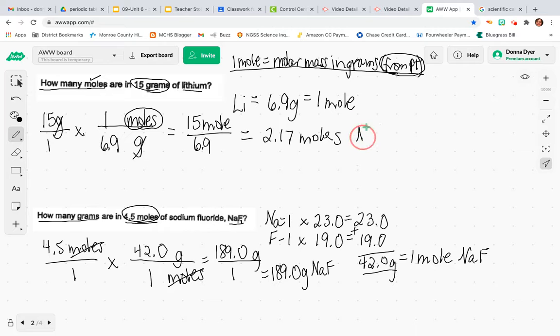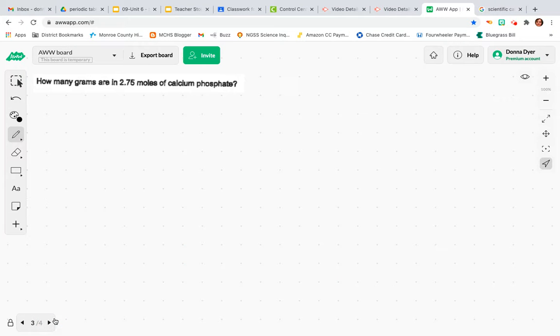So you guys, when you have grams, it also is a good idea. This will be important for us starting Thursday. When we're looking at grams, it's also probably important to put the substance that you're talking about. So here we had grams of lithium, we converted to moles of lithium. Here we have moles of sodium fluoride, we converted to grams of sodium fluoride. That will be important to us come Thursday, that we know what substance it is that we're talking about. Okay, let's do some more.